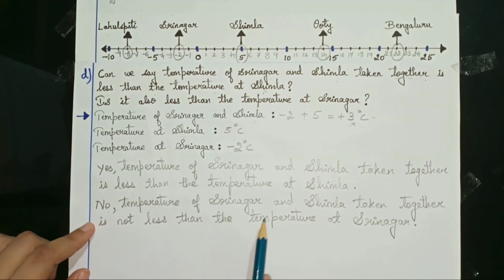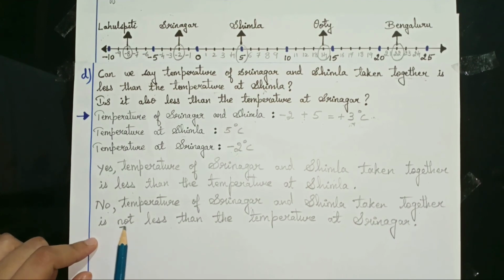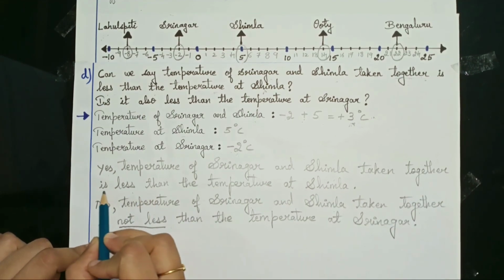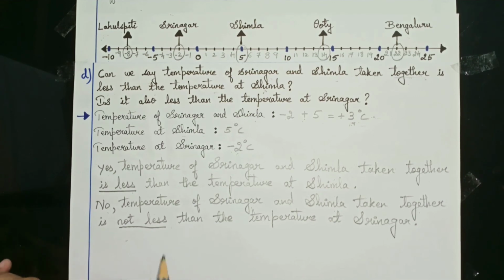No, the temperature of Srinagar and Shimla taken together is not less than the temperature at Srinagar. For the first case you have to tell that it is less. For the second case it is not less. Okay, I hope you have understood this first sum.